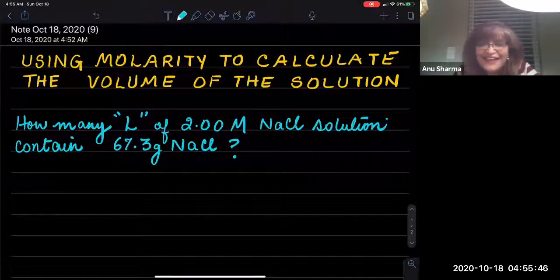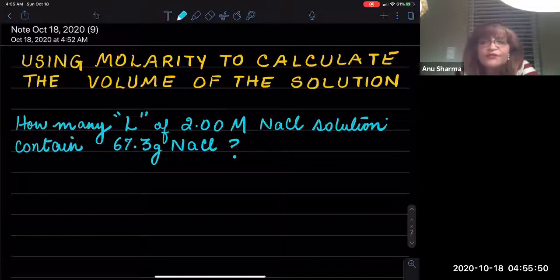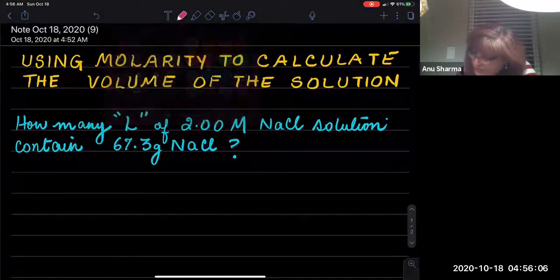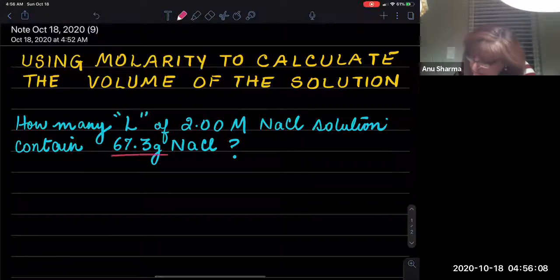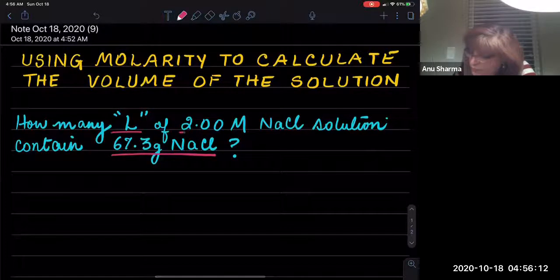Hi guys. Okay, so let's look at this problem using molarity to calculate the volume of the solution. If you are given a question like how many liters of 2 molar NaCl solution contains 67.3 grams of NaCl, this is how you're going to be doing it. Here in this question, clearly you are given the grams of NaCl, and you're asked to find the volume using the molarity.